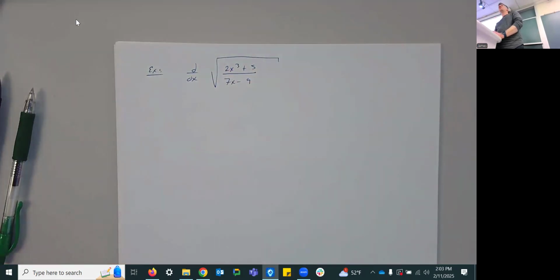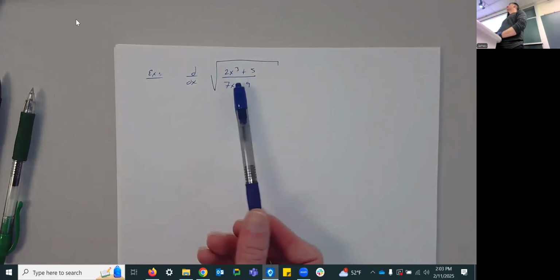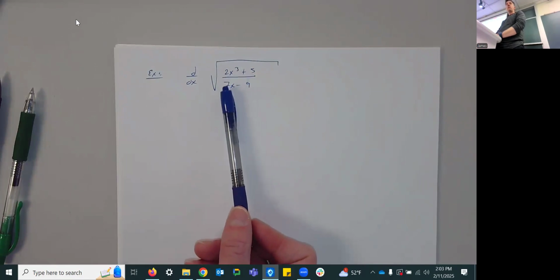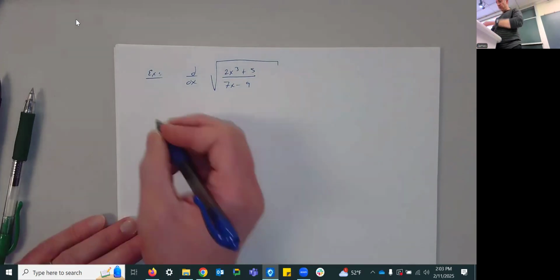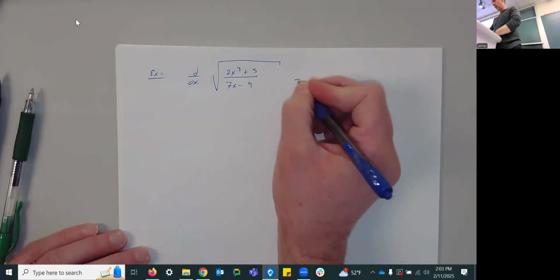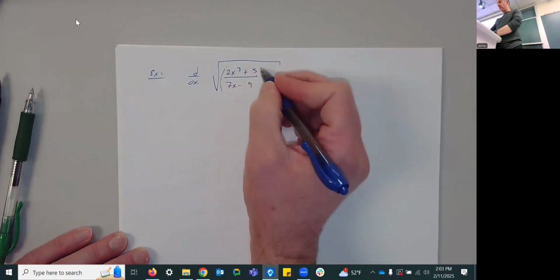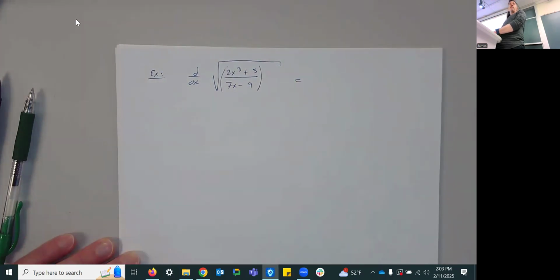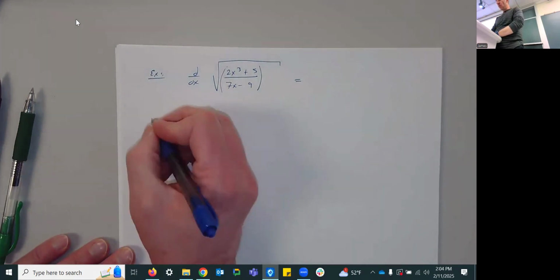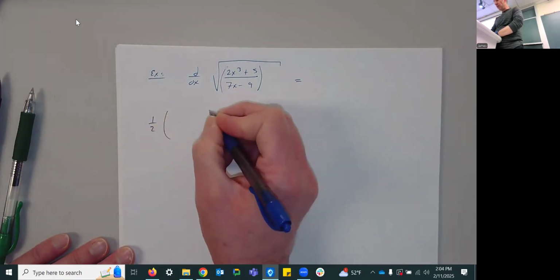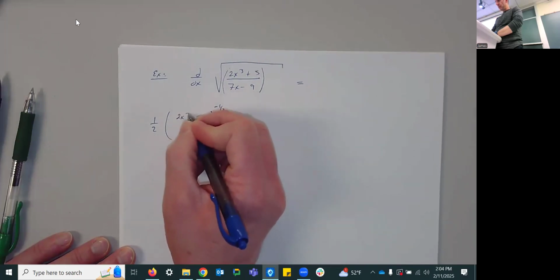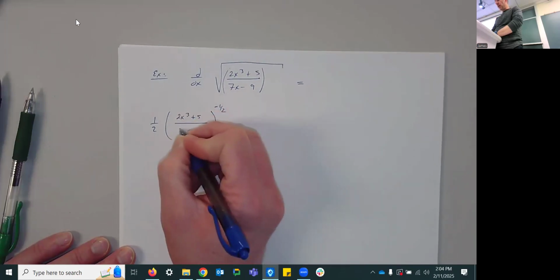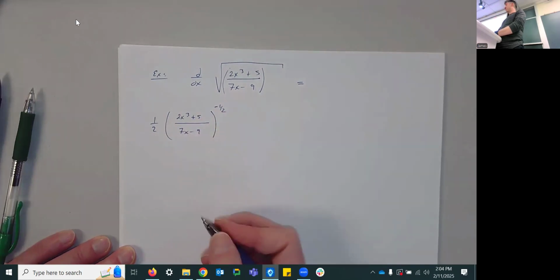And either you should rewrite it or at least think of it as the inside stuff raised to the 1/2 power. Right? Because square root's like, but 1/2 power is easy to do. So if we start differentiating here, our inside stuff raised to the 1/2 power, the derivative is going to be 1/2 times our inside stuff to the negative 1/2 power. But then we have to multiply by the derivative of the inside stuff.